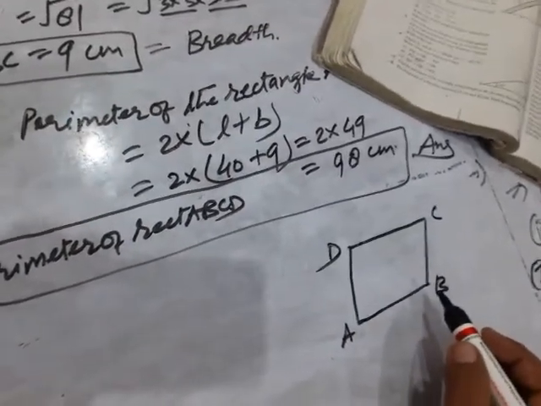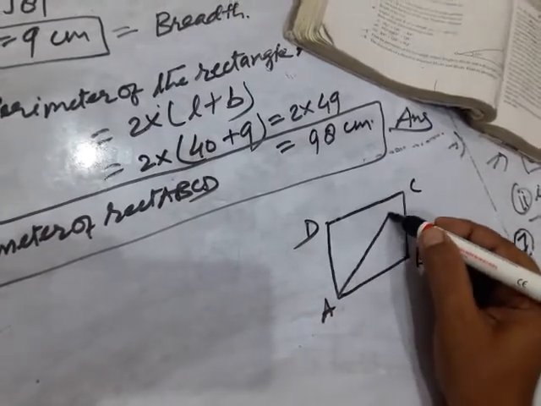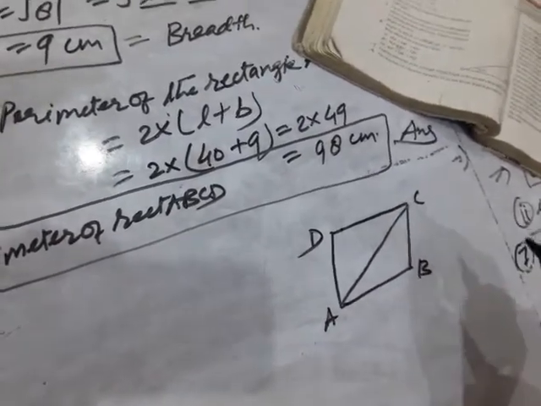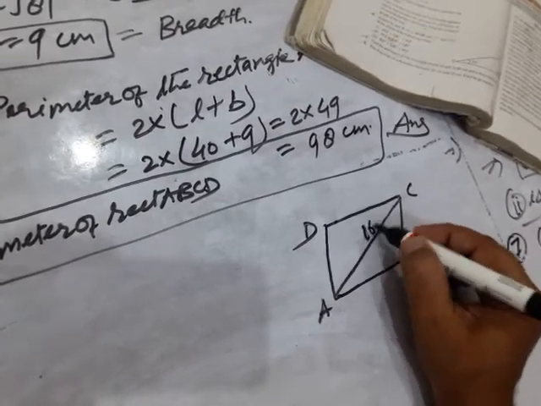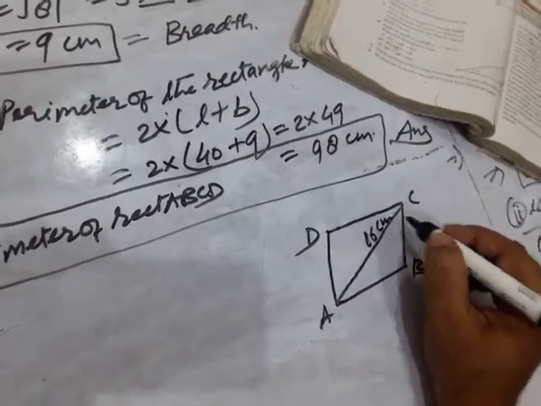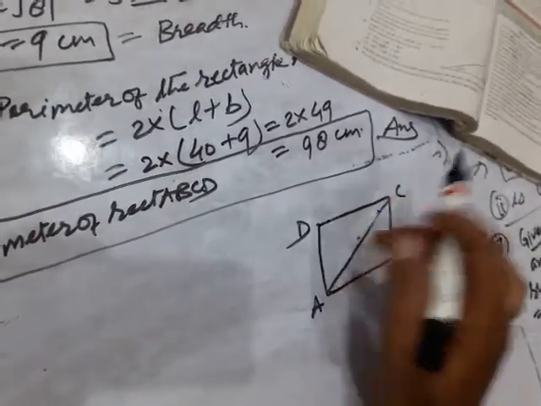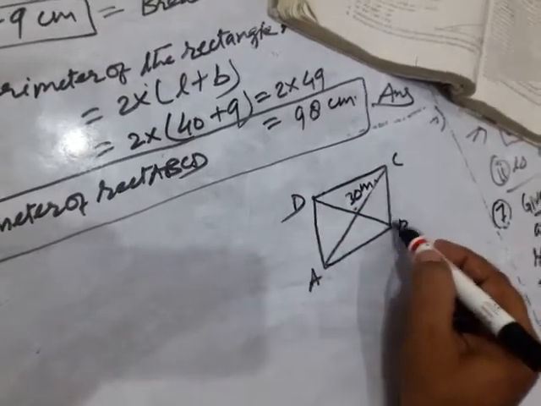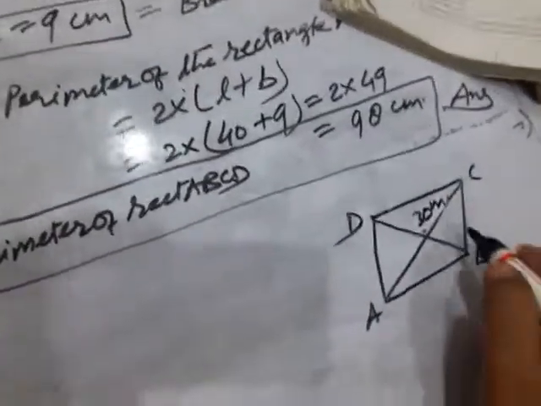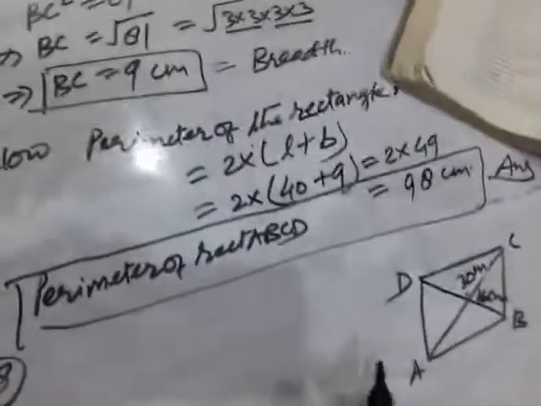Here the diagonals of a rhombus measure 16 centimeter and 30 centimeter. These are the diagonals. Diagonals of a rhombus are not equal. This is 16 centimeter, and the bigger diagonal is 30 centimeter. Okay, children? Then find the perimeter.